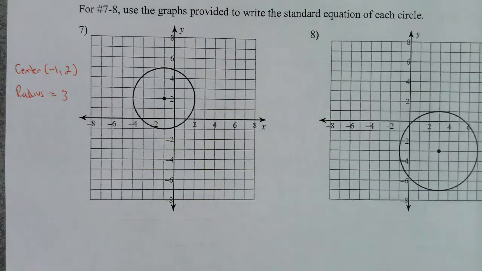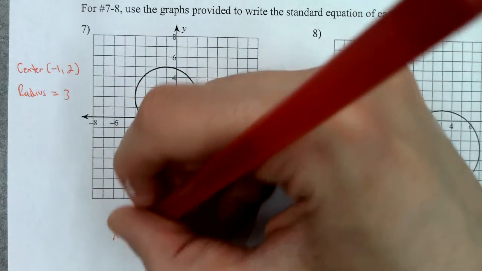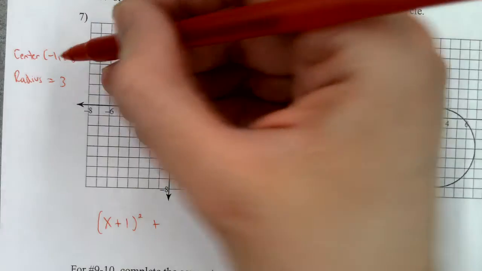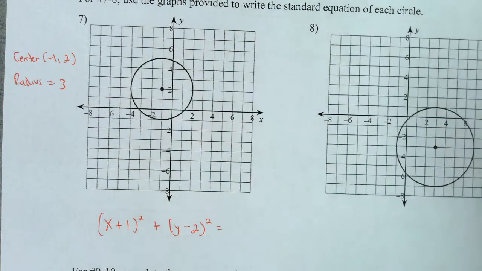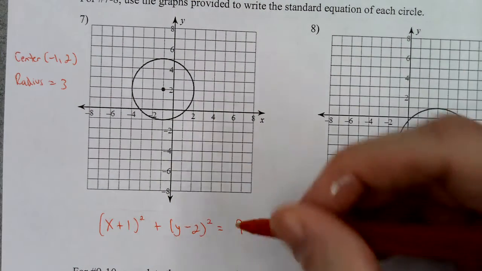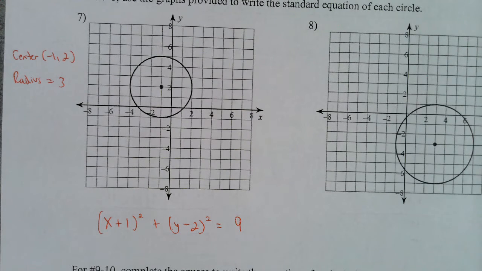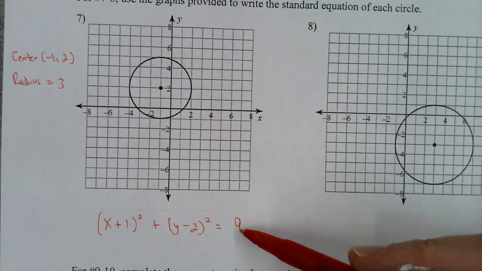So for my answer, I'm going to do x plus 1 squared plus y minus 2 squared equals the radius, which is 3 squared, so it's 9. Okay, the radius squared, so 3 squared is 9. It's not equal to 3, it's equal to 3 squared, which is 9.